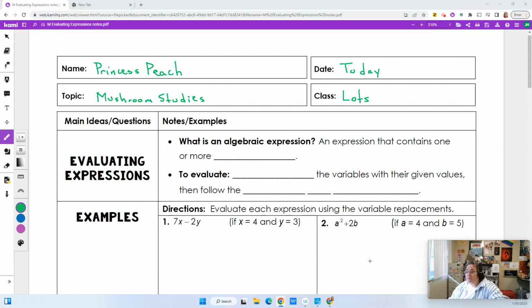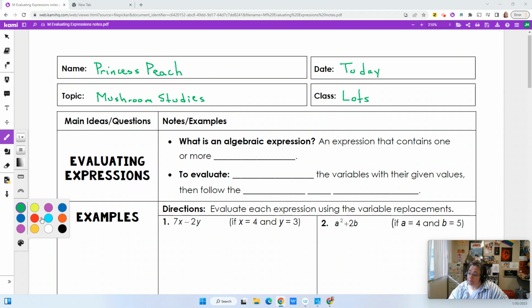We're talking about evaluating expressions. And later this week, we'll talk about the parts of expressions. But for the most part, an algebraic expression is just an expression that contains one or more variables. So it's like any equation, but it's got a variable in it, at least one, right? So one or more variables.